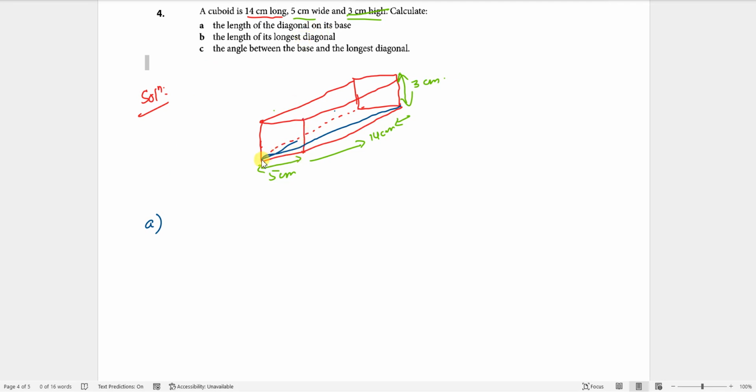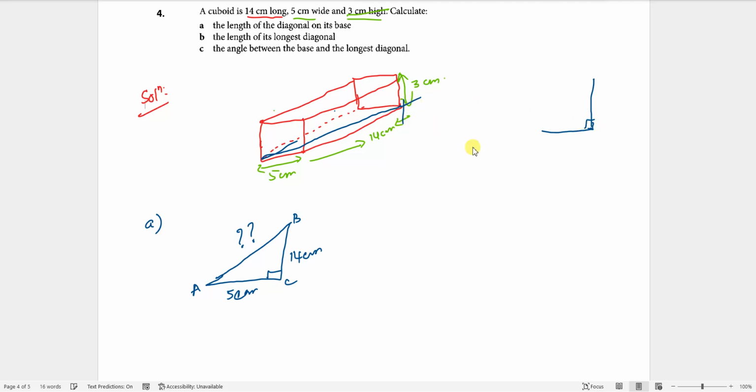So let's redraw the diagram. So this one is 5 centimeters, and this is the long side, that is 14 centimeter, and they're asking us to find this side. Very easy. So let's name them A, B, and C. This is 90 because it's a cuboid. So anything that comes in this form, you know, it's 90, just for your easy understanding.